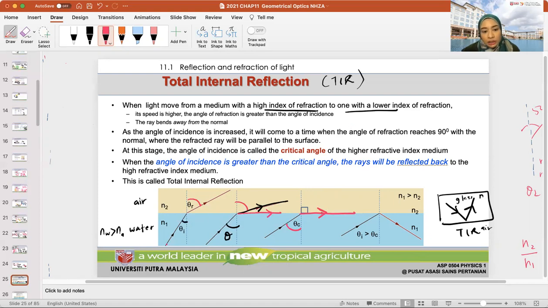Again, once there is incident light, it travels away from the normal because N1 is bigger than N2. So in here the speed is fast, so it will go away. And as I increase the angle, this will move further away. And as I increase the angle further, it will reach a point where the refracted ray travels along the boundary. And this angle is called the critical angle. Refracted light will be 90 degrees to the normal.